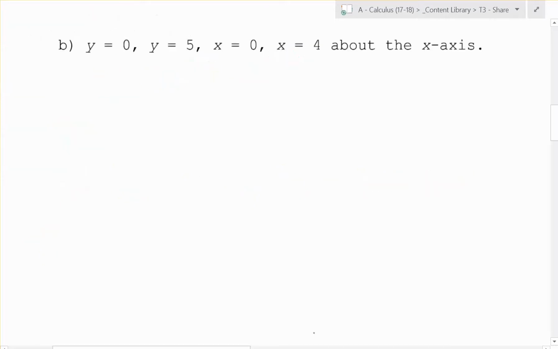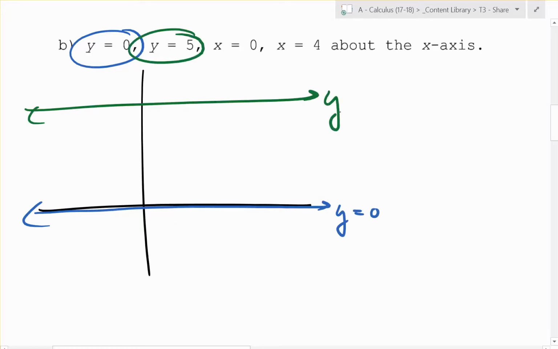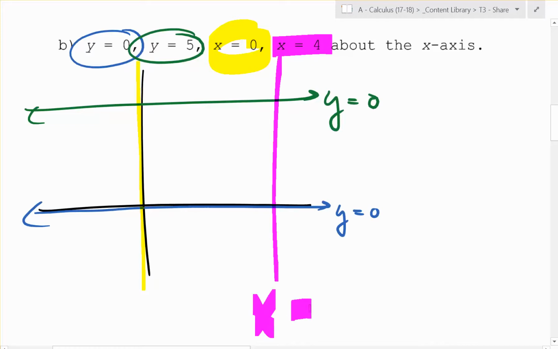So let's do this one. First, let's sketch the region. The region is y equals 0, which is also known as the x-axis. Y equals 5, like this. X equals 0, I'll use yellow here, this is x equals 0, and x equals 4. There's x equals 4. I'll use highlighter.